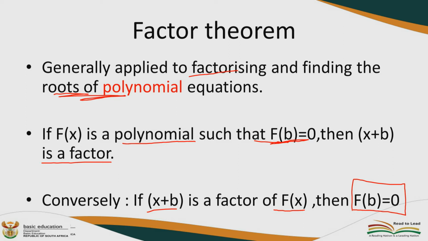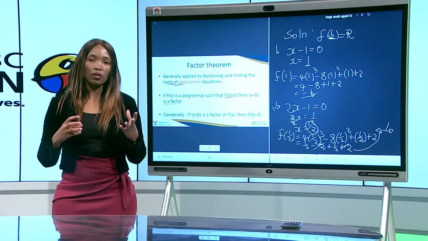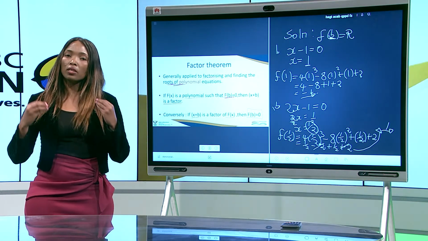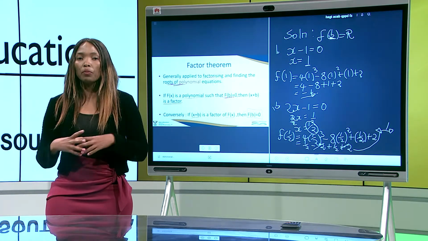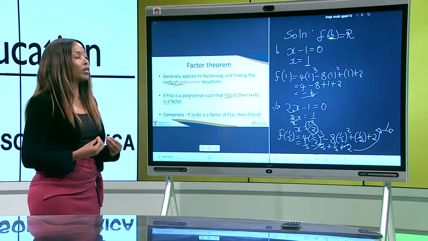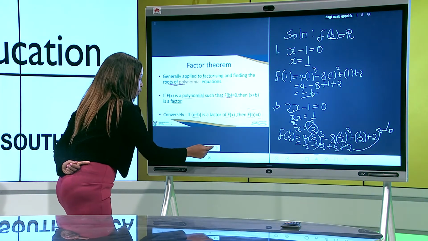Okay. In this case now, let's just look at the difference between the factor and the remainder theorem. With the factor theorem, our remainder is strictly 0, whereas with the remainder theorem, our remainder can be any value, but the value will not be equal to what? It will not be equal to 0. Otherwise, it will lead to the factor theorem.